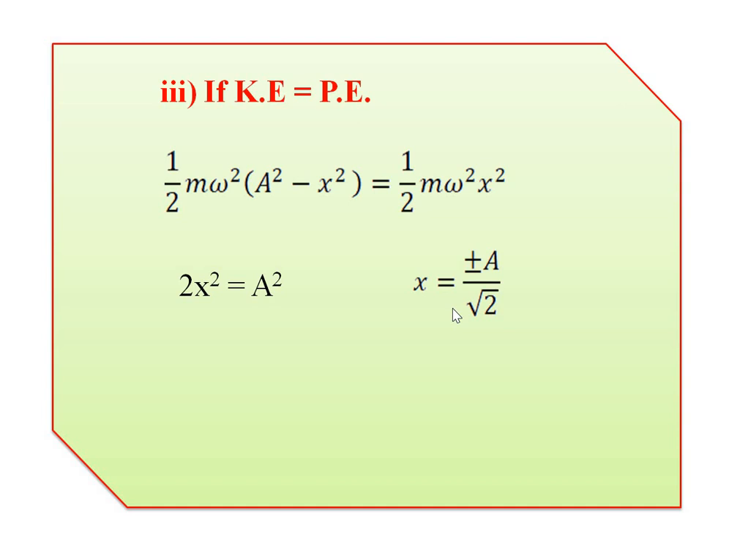Taking the square root, we get x, that means displacement, is equal to plus or minus a divided by under root of 2. So at x equal to plus or minus a by under root of 2, we get kinetic energy equal to potential energy, which is half of its total energy. Remember this condition: kinetic energy is equal to potential energy, each is half of the total energy.